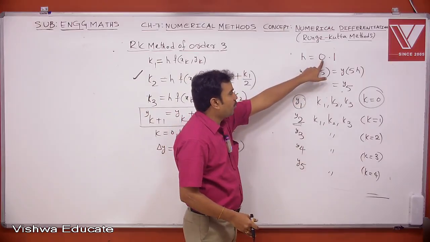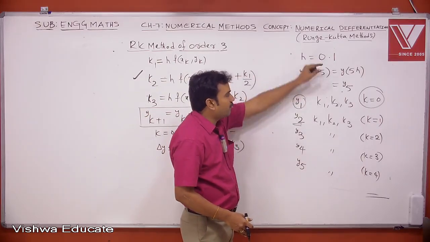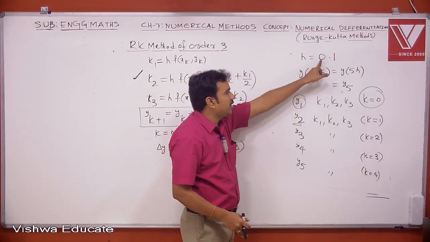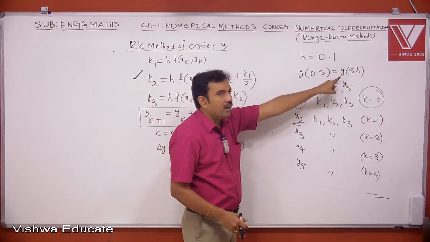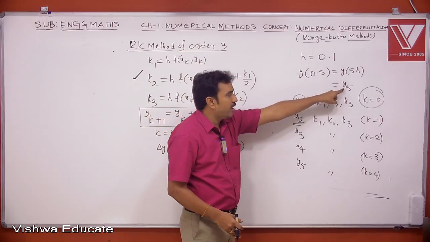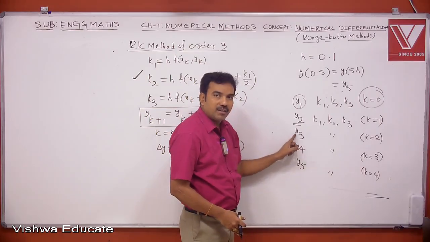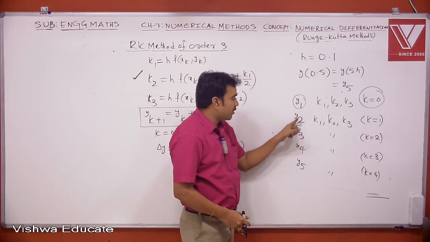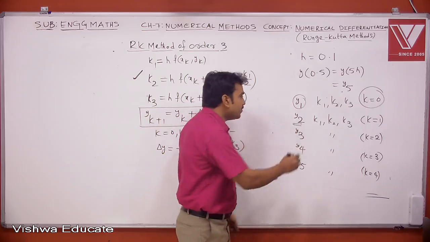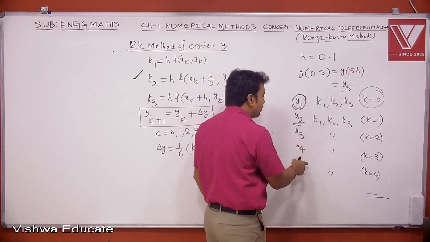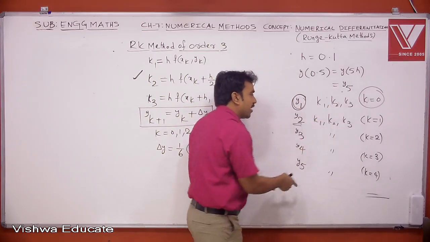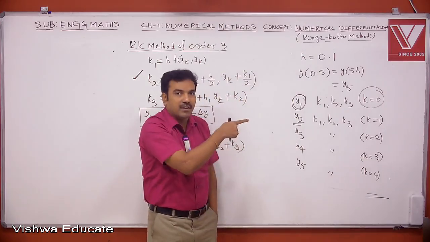So if h is 0.1, if they ask you y of 0.5, express this as an integral multiple of h. This is y of 5h. That means you need to find y5. So to get y5, y4 is required. For this, y3 is required. For this, y2 is required. For this, y1 is required. So to get all these y values, you need to find k1, k2, k3. Every iteration requires k1, k2, k3.